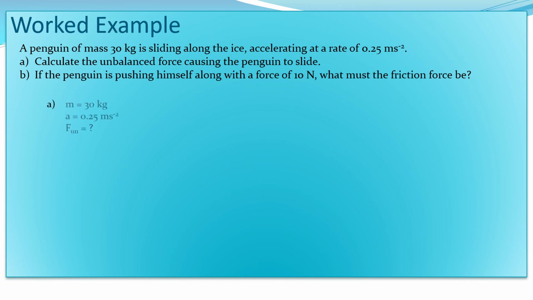Let's start, as always, by writing down what we have and what we're trying to find out. We know the mass is 30 kg, we know the acceleration, and we're trying to work out the unbalanced force. Next, let's write down our equation. It's F equals ma, and we just substitute into it. Nice and simple. We don't even need to rearrange here. We put in 30 for the mass and 0.25 for the acceleration. That gives us a force of 7.5 newtons.